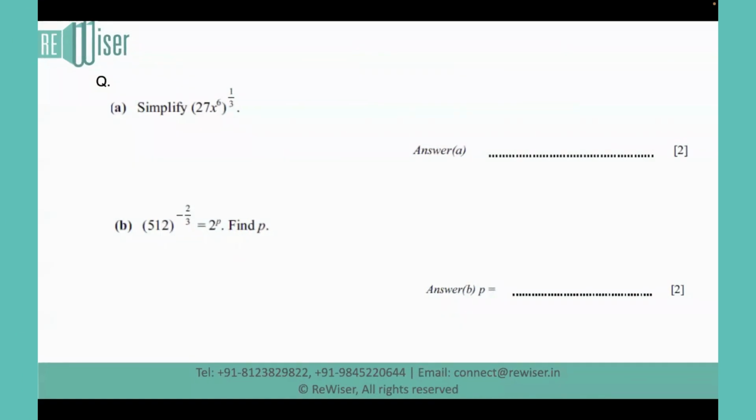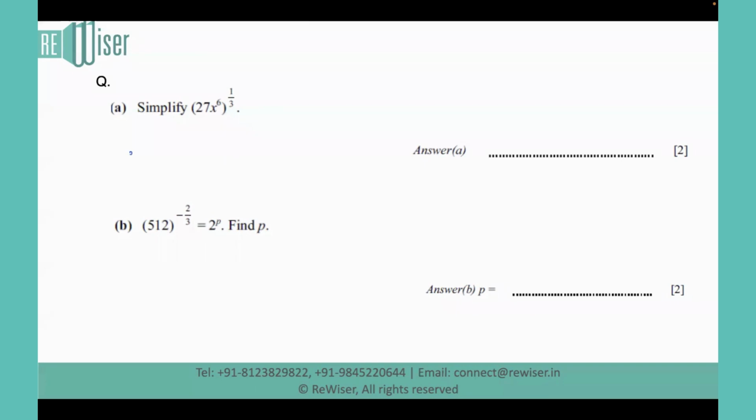We have a question from exponents, and we'll try to solve part A and part B of this question, along with seeing which formula is applicable to solve this. Now, in part A, it says that we need to simplify 27 x to the power 6, and the whole power is 1 by 3.